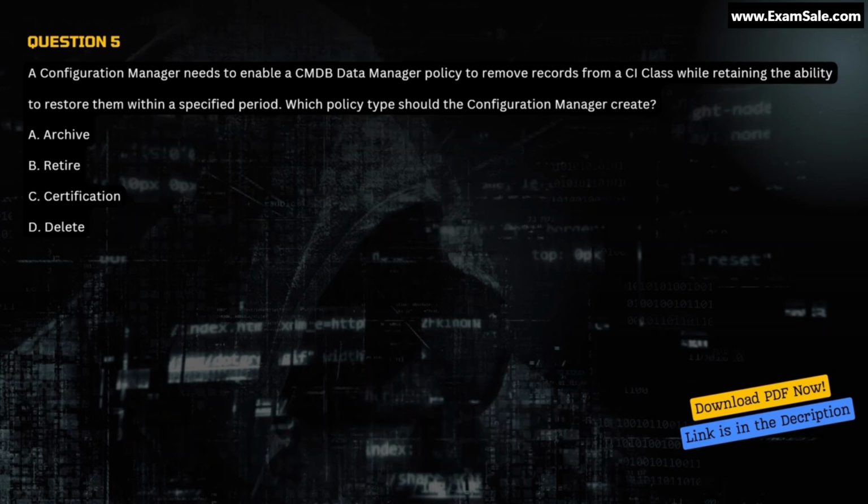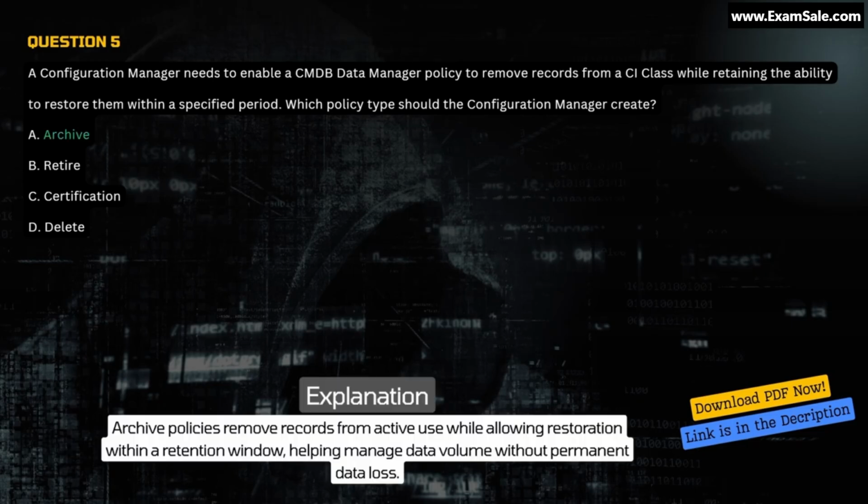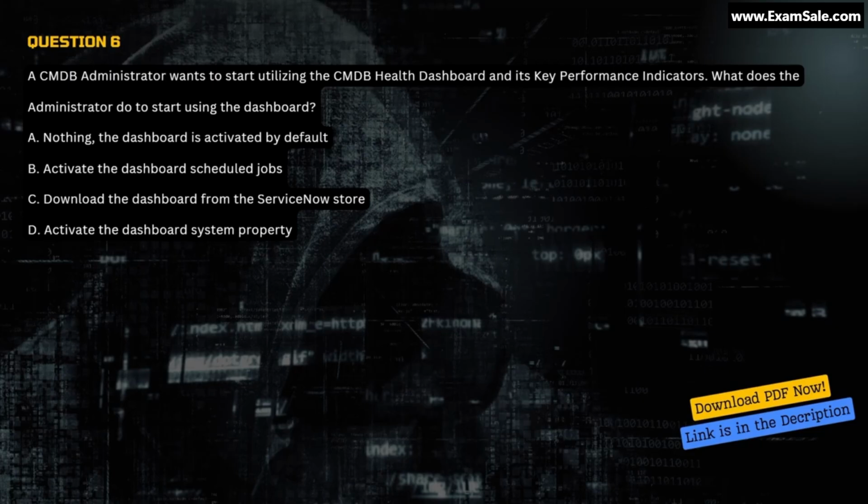Question 5. A configuration manager needs to enable a CMDB data manager policy to remove records from a CI class while retaining the ability to restore them within a specified period. Which policy type should the configuration manager create? A. Archive. B. Retire. C. Certification. D. Delete. Correct answer A. Archive. Explanation. Archive policies remove records from active use while allowing restoration within a retention window, helping manage data volume without permanent data loss.